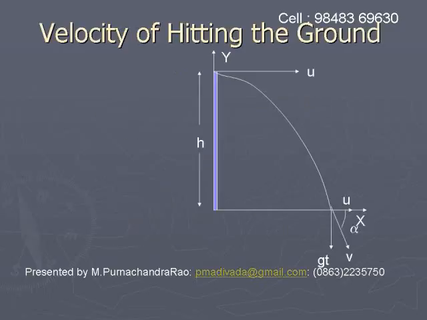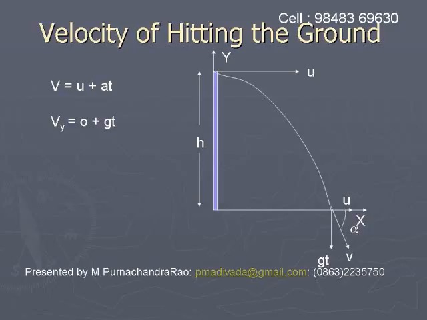Velocity of hitting the ground. The velocity with which the horizontally projected body strikes the ground. To find the velocity, we have to find the two components of velocity, horizontal component and vertical component. The horizontal component is u because it will not change. There is no horizontal acceleration. The horizontal velocity will be the same.